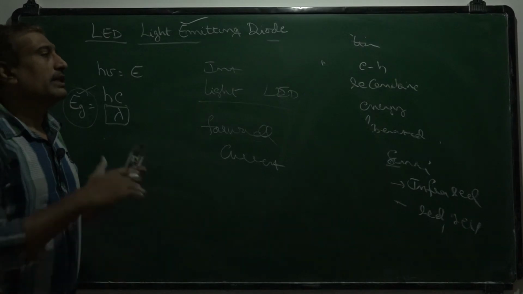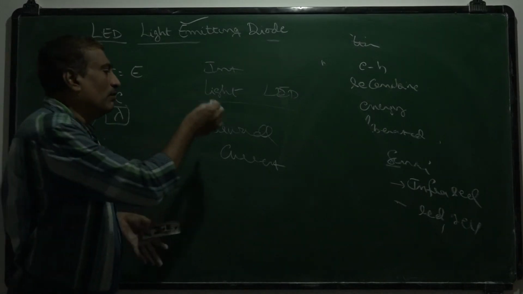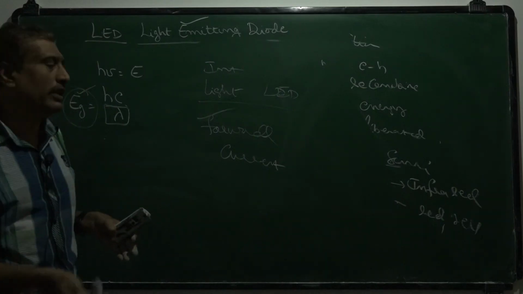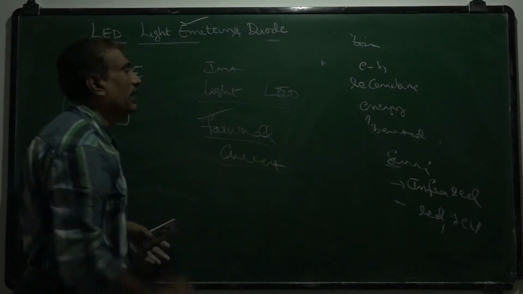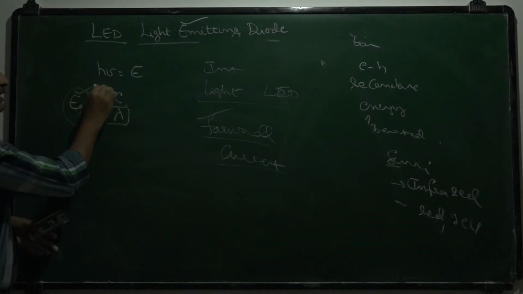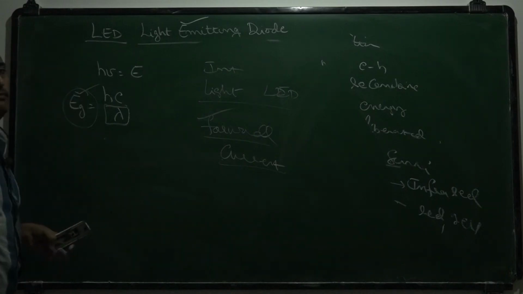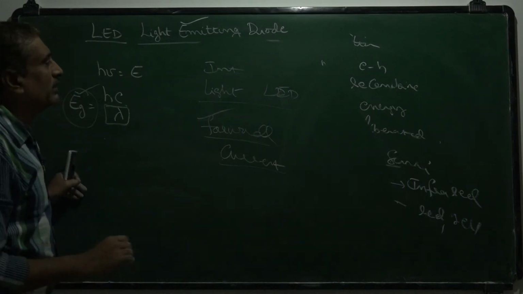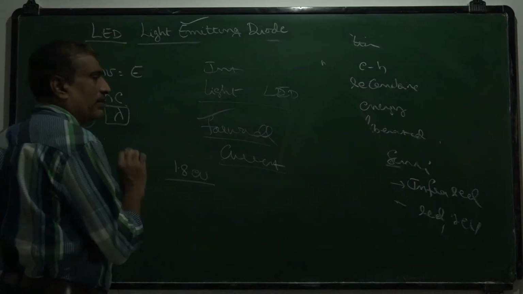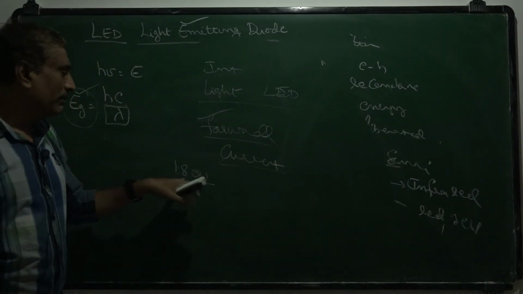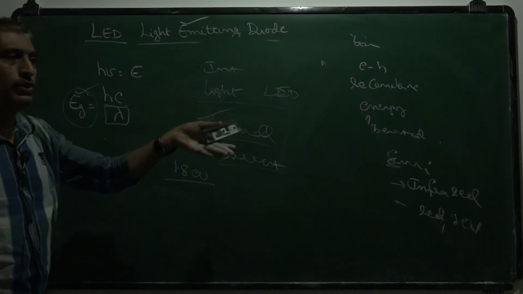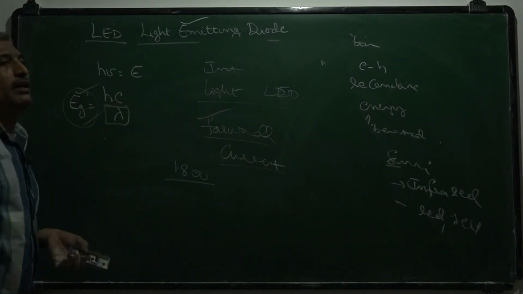So the intensity of light depends upon the strength of the forward current. Okay, the intensity of light emitted by the LED depends upon this forward current, and the color of the light emitted by the LED depends upon the forbidden energy gap of the material. Okay, so the forbidden energy gap of 1.8 electron volt or more is used to get this visible light.